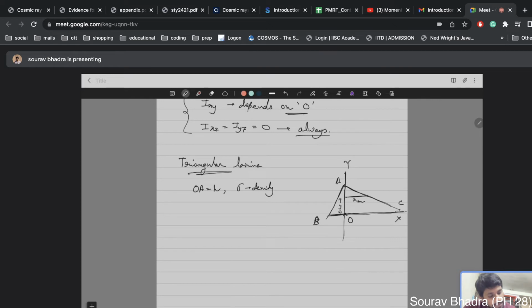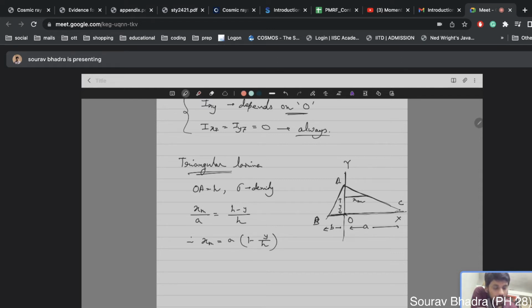Now from this particular figure I can write x_m / a, where a is this distance and b is this distance. OB is small b, OC is small a. So x_m / a is actually (H minus y) / H. This we can write from the similarity of two triangles, and it will give you x_m = a(1 minus y/H). This we need for our calculation.